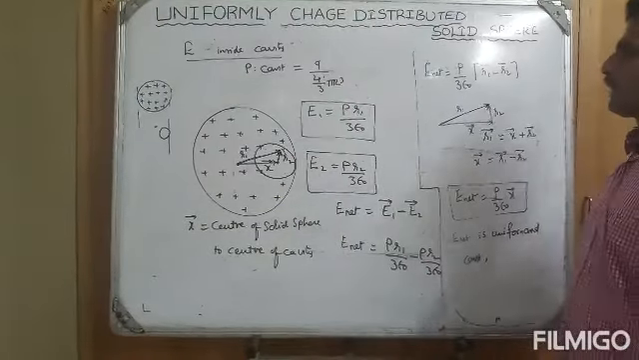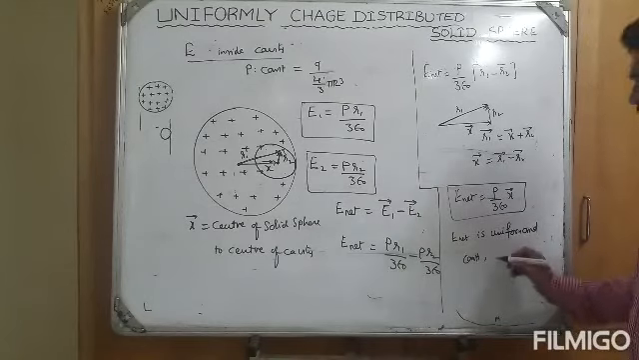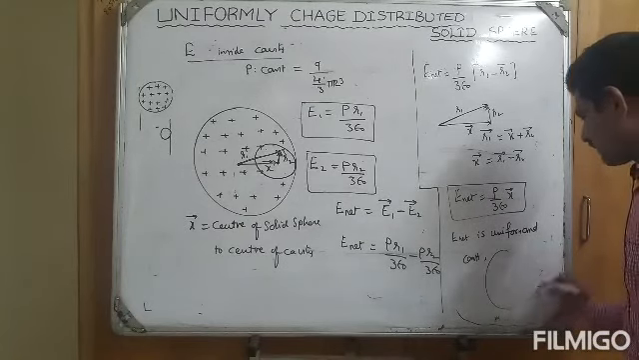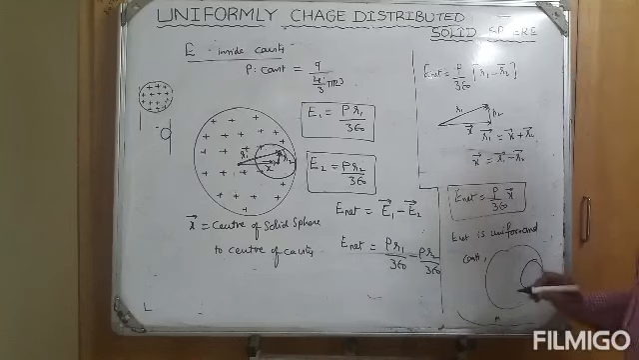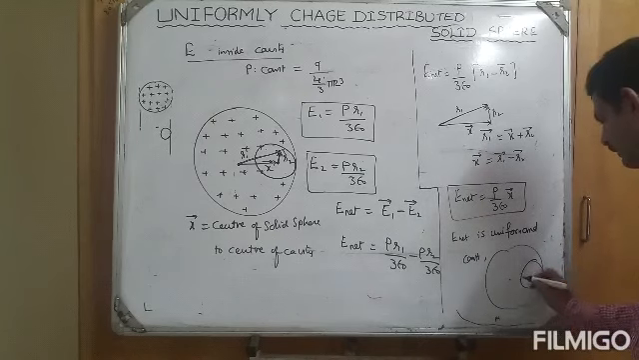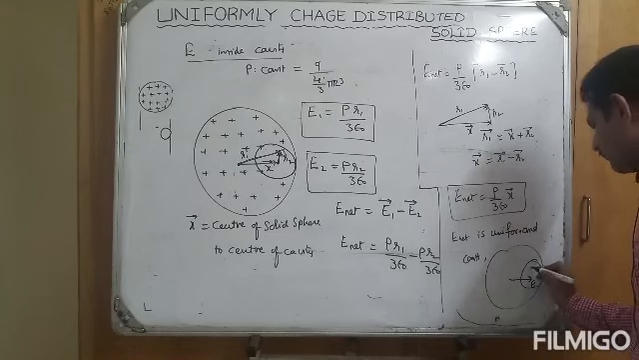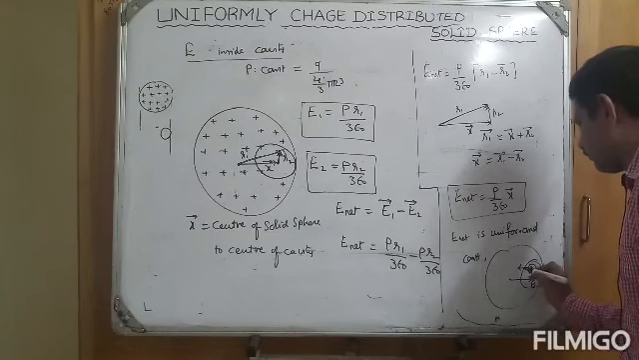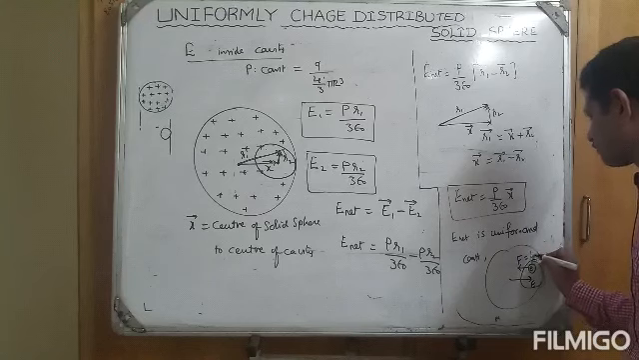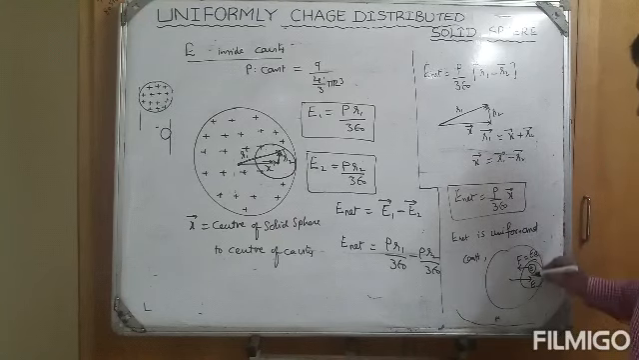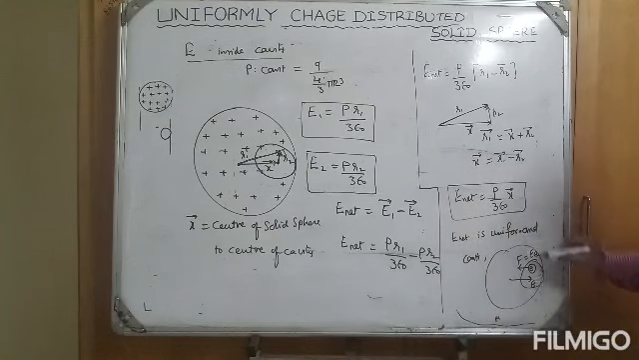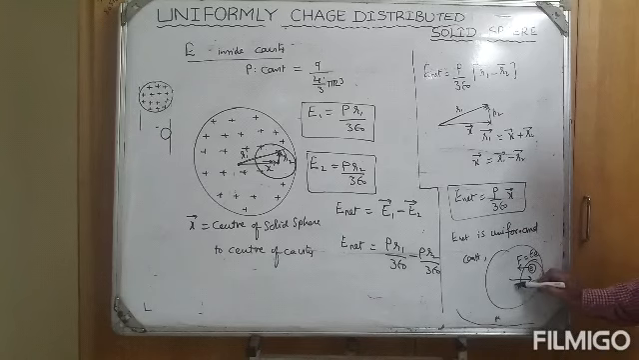Understand? Suppose, for example, one electron is left inside the cavity. What will happen? The electric field intensity will be in this direction, so the electron experiences a force in this direction. F is equal to E times charge, where the electric field intensity is rho by 3 epsilon naught times the distance between the two centers. Could you get my point?